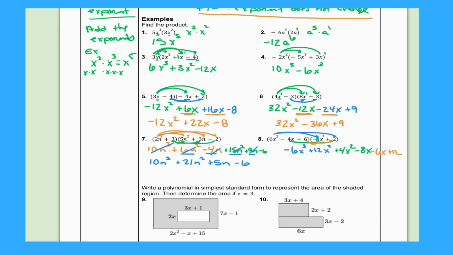And now I'm going to go through and do the same thing and combine any like terms. So I have the negative 6x to the third, which doesn't have a like term. I have 12x squared and 4x squared. And that's going to make positive 16x squared. Then I have a negative 8x and a negative 6x, and that makes negative 14x. Then all I have left is that positive 12. So again, in standard form and simplified.